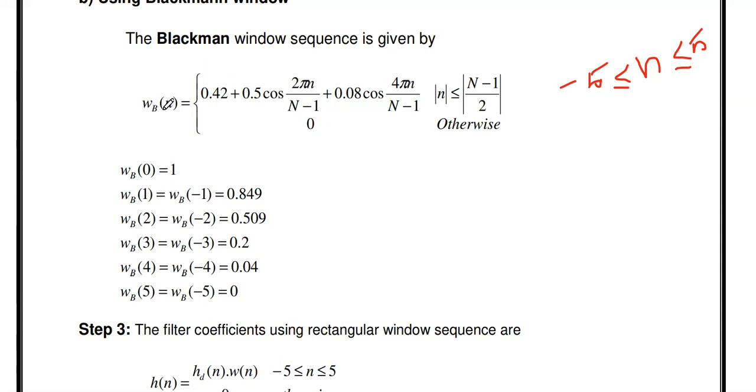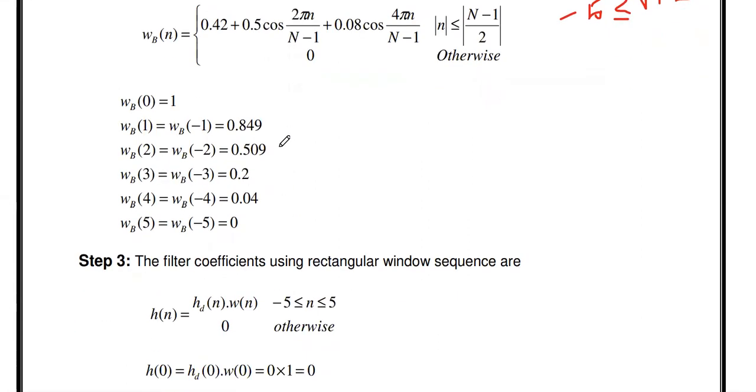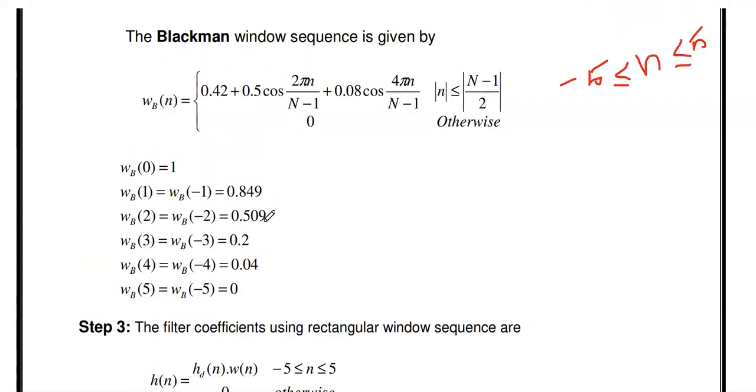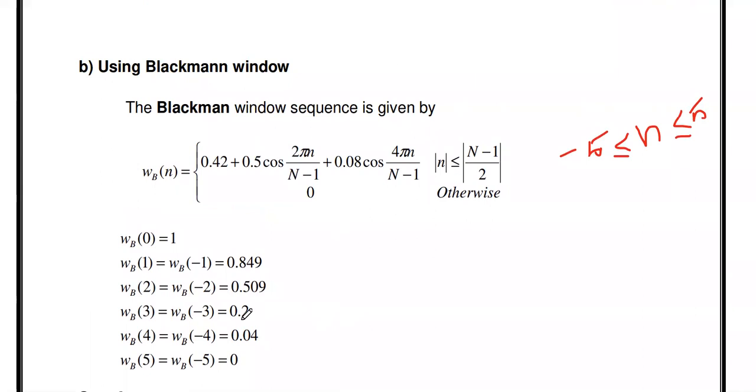So WB of 1. You know all windowing sequences are symmetric about n equal to 0. So WB of 1 and WB of minus 1 both are equal. If you are substituting n equal to 1 here, the answer is 0.849. Similarly, WB of 2 value is 0.509. WB of 3 is 0.2. WB of 4 is 0.04. WB of 5 and minus 5 value is 0. Okay, so this is the Blackman windowing sequence.